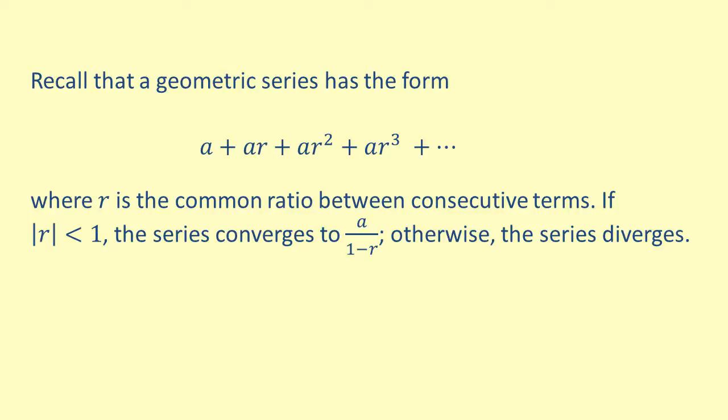If it is the case that the absolute value of r is less than 1, the series converges to a over 1 minus r. Otherwise, it diverges. To convert from repeating decimals to fractions, we must first identify a and r.